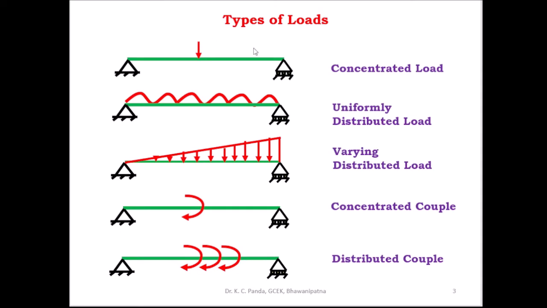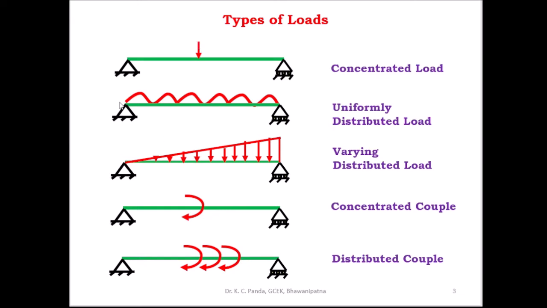Then coming to the different types of loads acting on the beam. This is the simply supported beam. One end is hinged and the other end is a roller support. Here this type of loading is known as the concentrated load. When the load is acting at a point, this is called the concentrated load. This load is present at a single point.